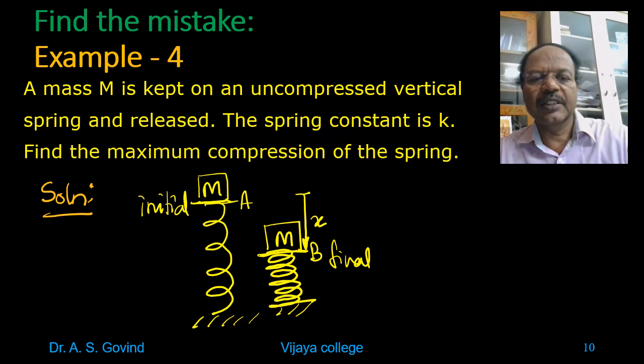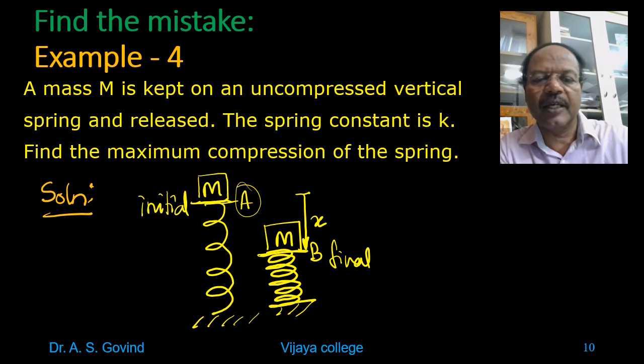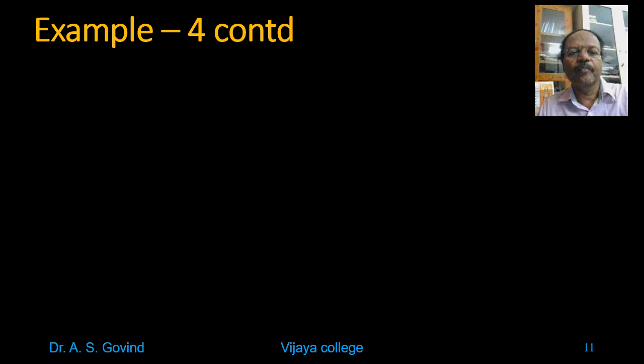diagrammatically also it is represented. Mass m is kept on an uncompressed vertical spring and released. Spring constant k, find the maximum compression. So it is kept at A, released, it comes down and comes to B and stops here. You have to find x.